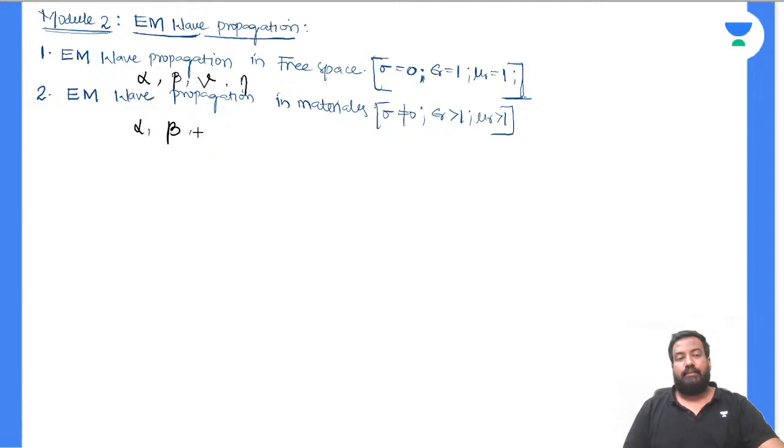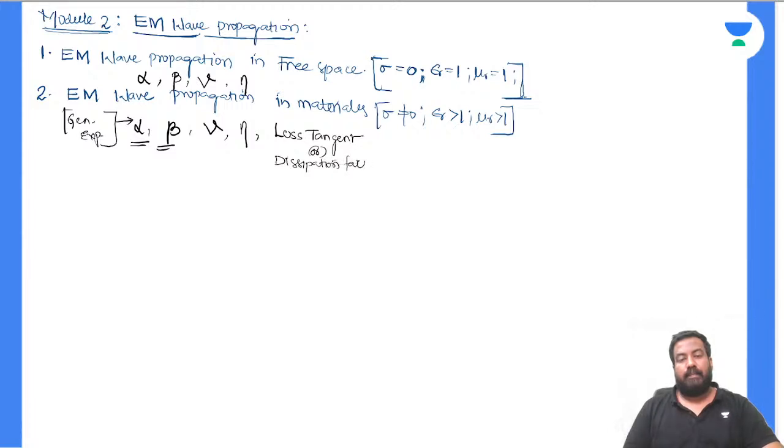Under EM wave propagation in materials, we have derived alpha, beta, velocity, eta. These are generalized expressions for alpha and beta we have derived. Loss tangent, a dissipation factor, is sigma by omega epsilon.